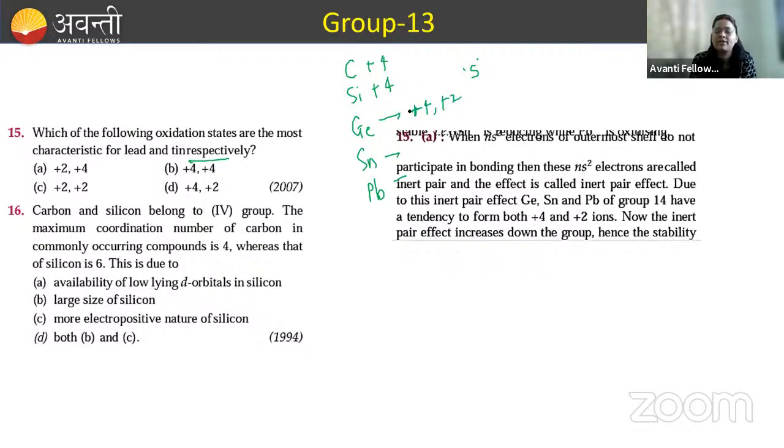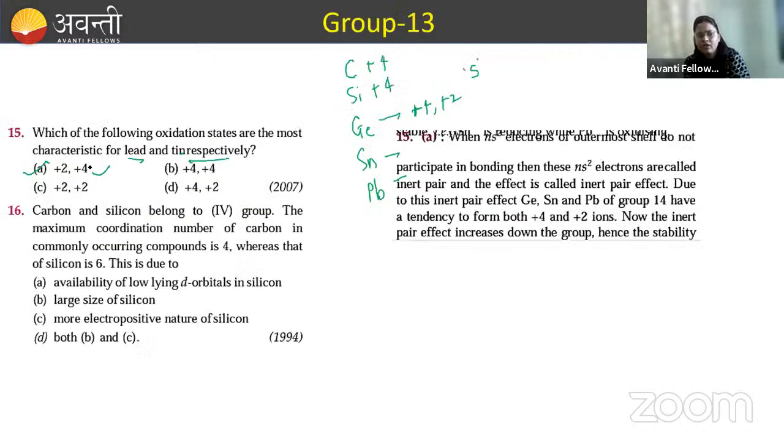So sometimes the s orbital takes part in the reaction, sometimes the s orbital does not take part in the reaction. So the inert pair effect increases down the group, hence the stability of the +2 state also increases. So the characteristic oxidation state for lead will be +2, and for tin it will be +4. Okay, for group 14 it will be +4.